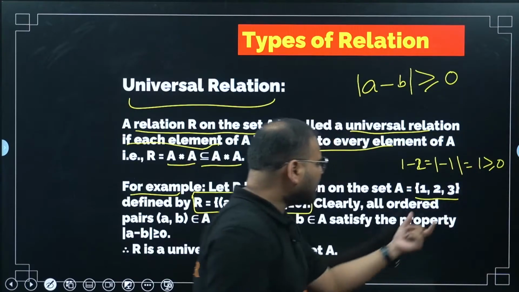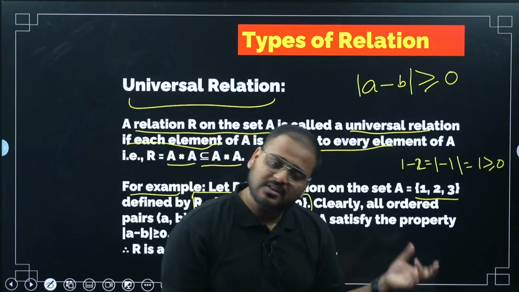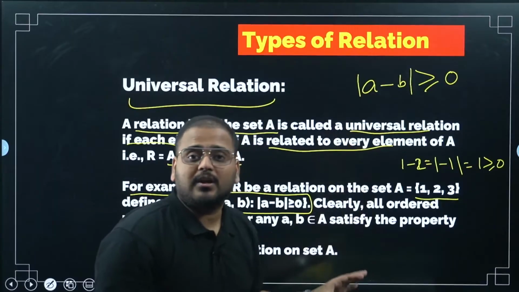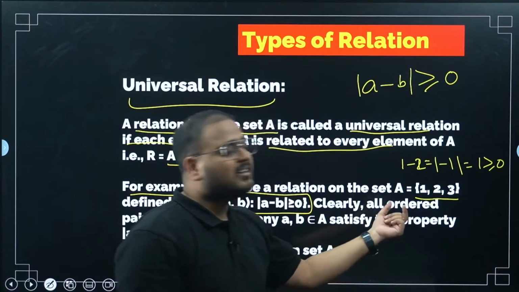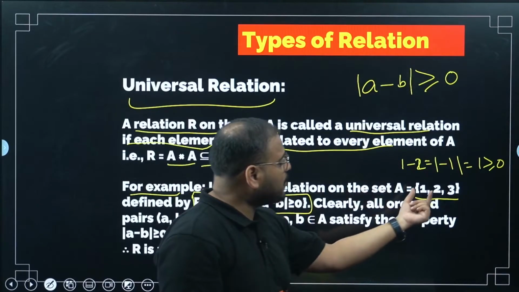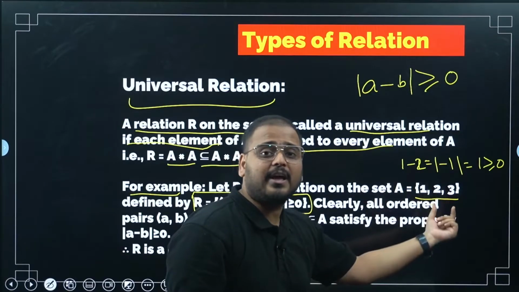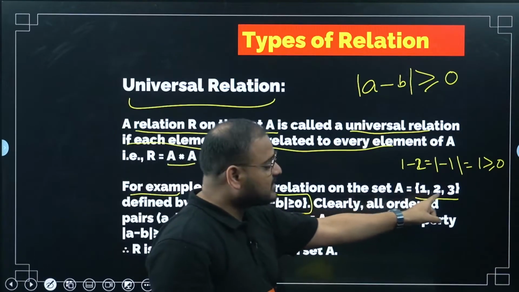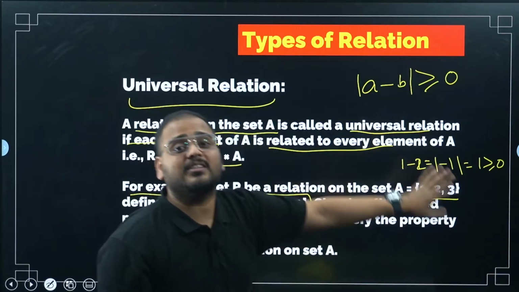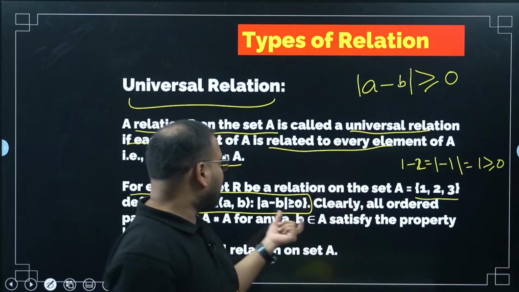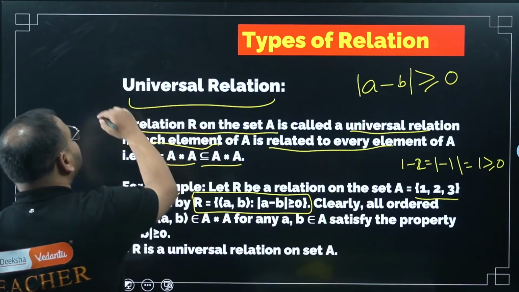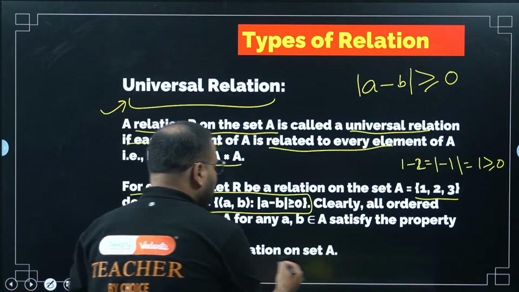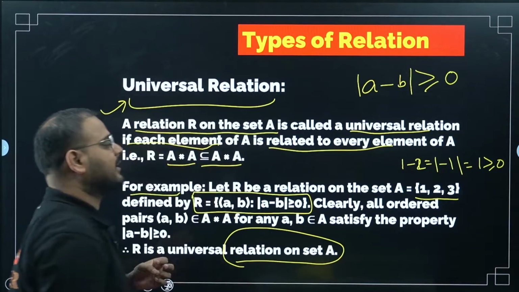Any other way, if I take 3 minus 1, it is 2, greater than 0. If I take 1 minus 3, it is minus 2, and if I take the mod, it becomes 2, again greater than 0. So for every element in any order you take, this relation is true. It means every element in set A is related to every other element in set A by this relation. So the relation is called a universal relation on set A. I hope this is clear.